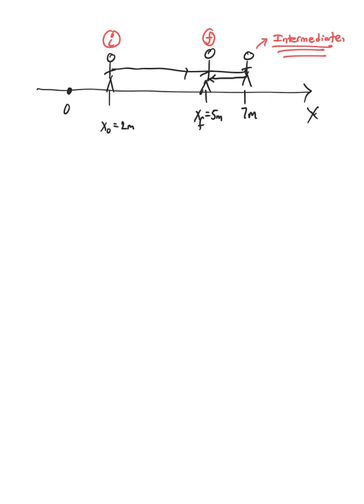Displacement: all that matters when calculating displacement is the initial point and the final point. Any intermediate point doesn't matter. So what you can say here is that the change in position is x final minus x initial, and x final is 5 meters minus x initial, which is 2 meters. So you end up with a displacement of positive 3 meters.